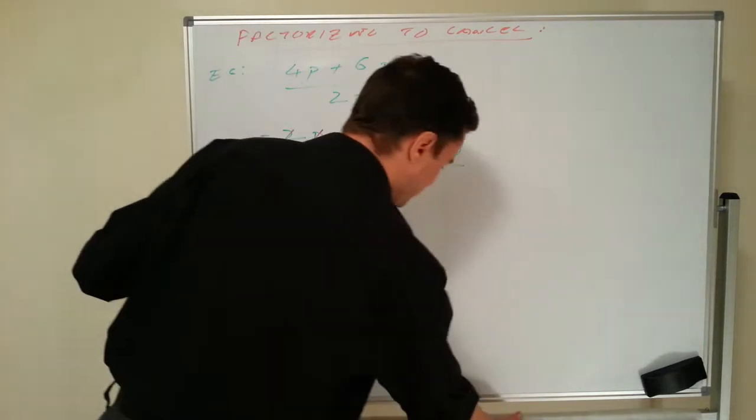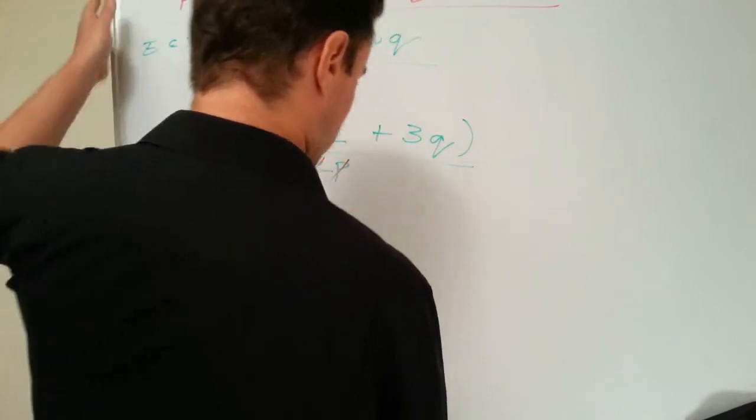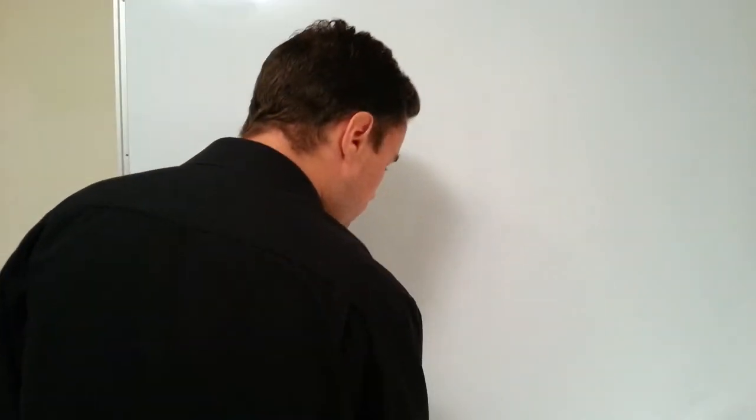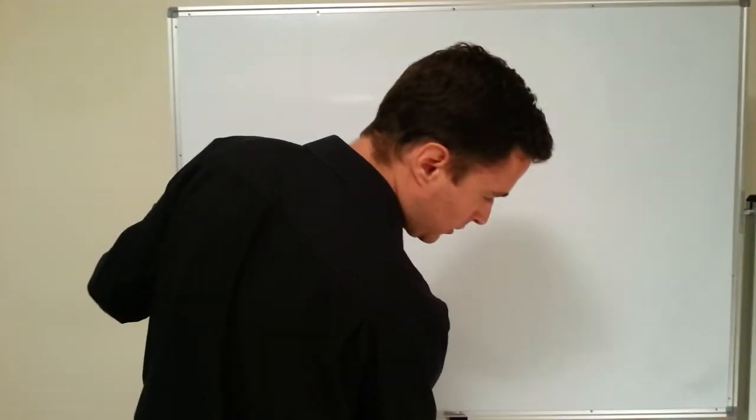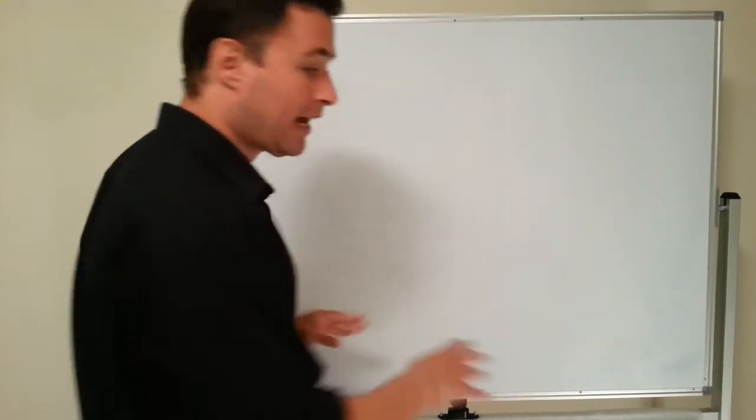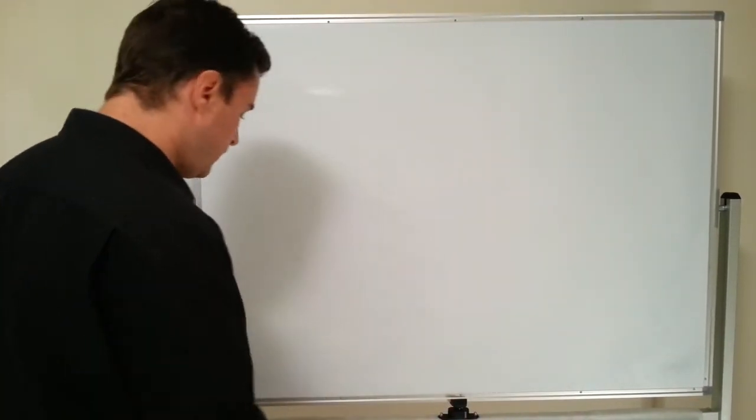Right, so let's do two more examples. Those are pretty straightforward, taking out a common factor. You just have to be careful. You cannot just cancel straight up. You have to factorize first.